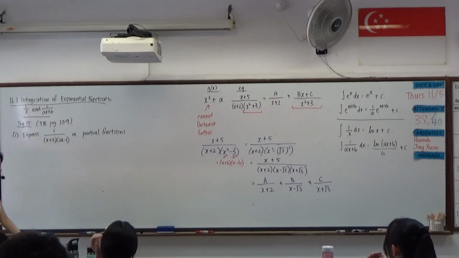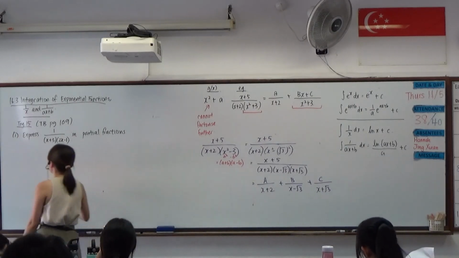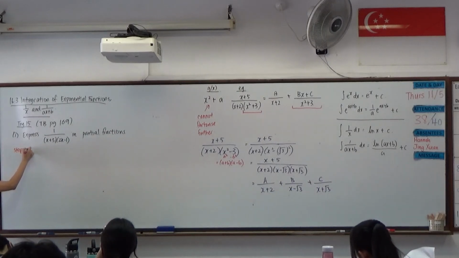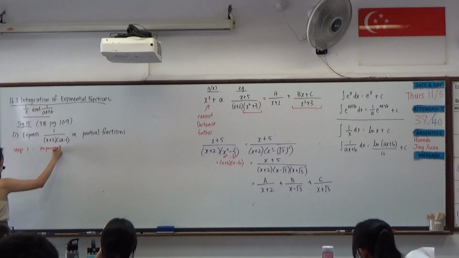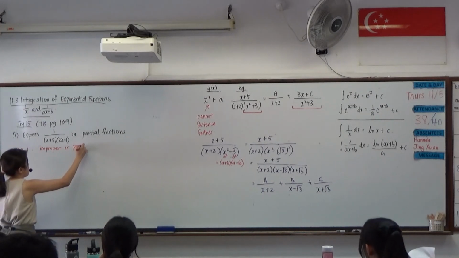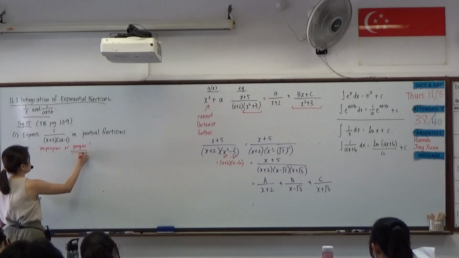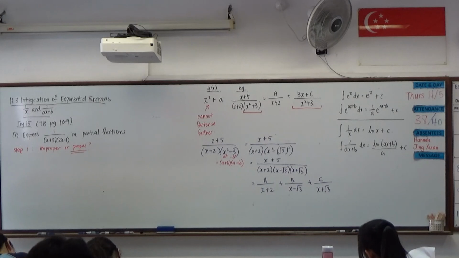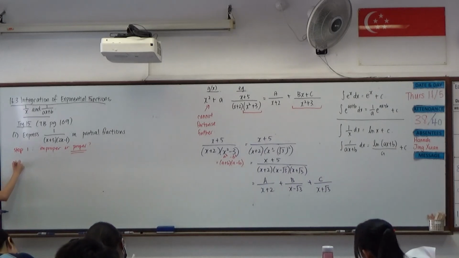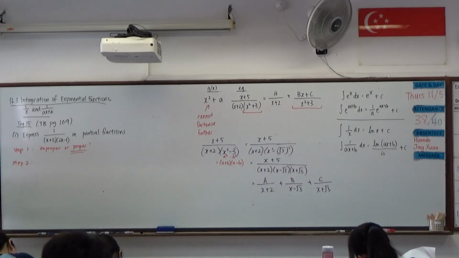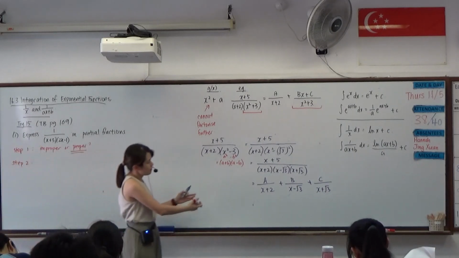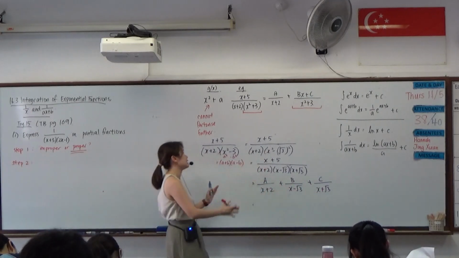This is a proper fraction. Step 1: we recognize whether it is improper or proper first, and we notice that it is proper. Once it is proper, we can proceed to the next step, which is to split it into the fractions itself. Numerators are unknown.